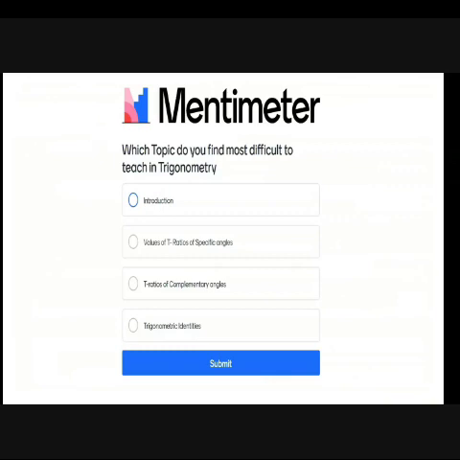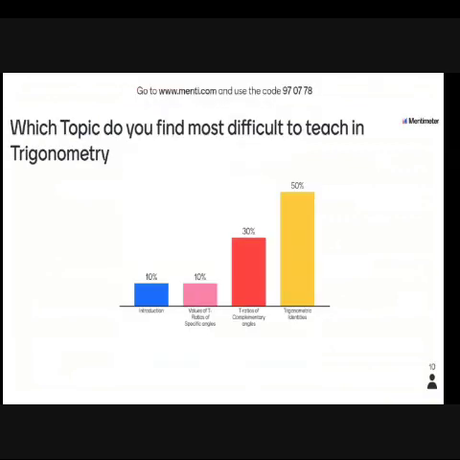There were 10 people who responded to this survey, and the poll showed that trigonometric identities was the topic they found the most difficult in the whole chapter. So we'll focus most on trigonometric identities, but we'll be touching upon the other portions as well. How can you use online teaching to the best of it?